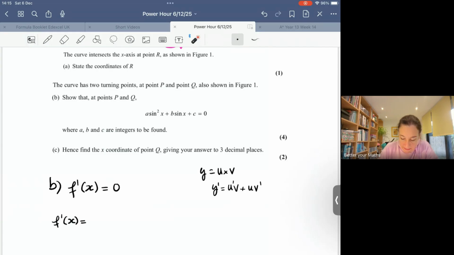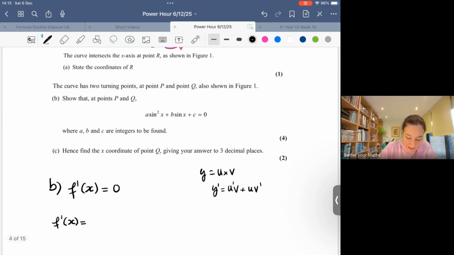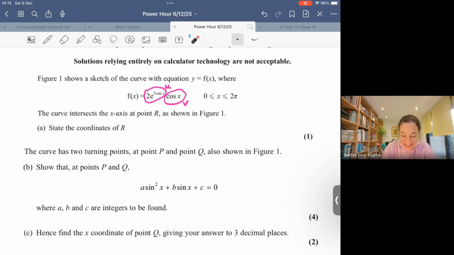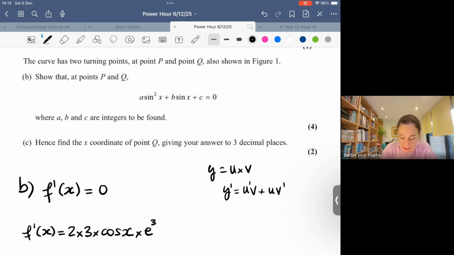So derivative of u, because it's an exponential of a function, I'm going to have 2 multiplied by the derivative of this one. Derivative of sine is cos, and it has a 3 at the front. So I have 2 times 3 times cos. Don't worry too much if you haven't seen this at school, because you will. You will see with me, my students. So 2 times 3 times cos, and then the exponential like it is, nothing changes. So e to the power of 3 sine x. That is only u prime.